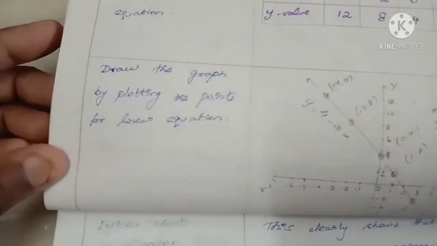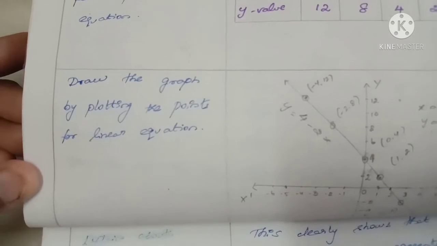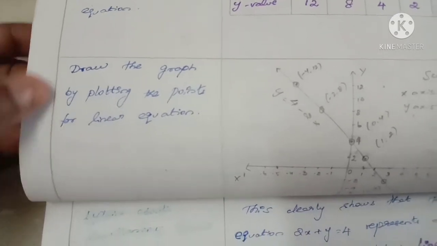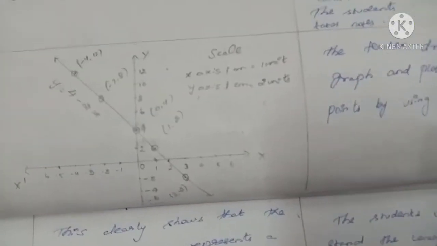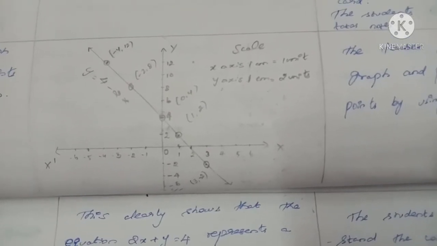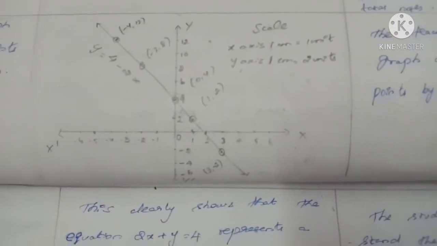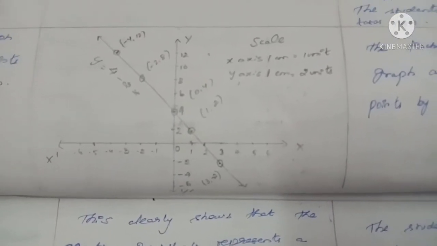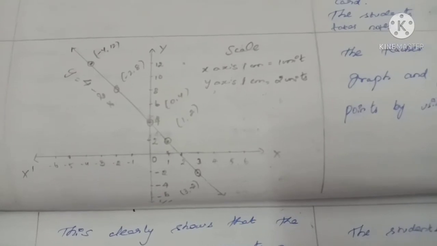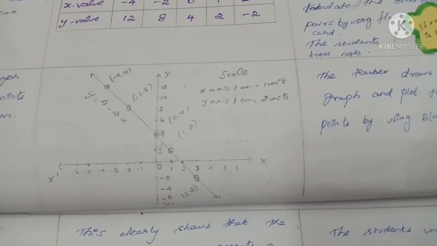In the next row, first box, draw the graph by plotting the points for the linear equation. Then you have to draw some graph. Look at here, I will put it in the close shot. You have to draw this graph. Then we have to write the scale also at the right side. Then at the bottom we have to write.